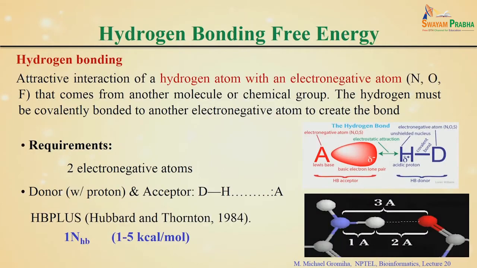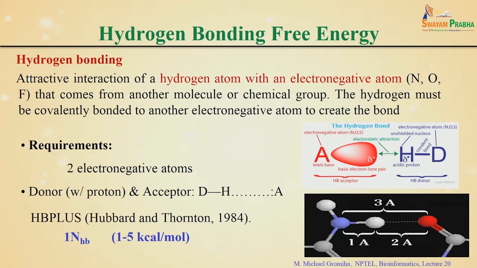How do we do the hydrogen bonding free energy? What are hydrogen bonds? A hydrogen is shared by two electronegative atoms. This is an interaction of the hydrogen bond atom with an electronegative atom plus another electronegative atom. The atom attached to the hydrogen is called the donor, and the one which accepts this hydrogen is the acceptor. So we need two electronegative atoms, A and D, where one is attached with hydrogen. The distance between this acceptor and donor is about 2.3 to 3.3 angstrom, approximately 3 angstrom between the two heavy atoms. This is how we identify hydrogen bonds in systems.